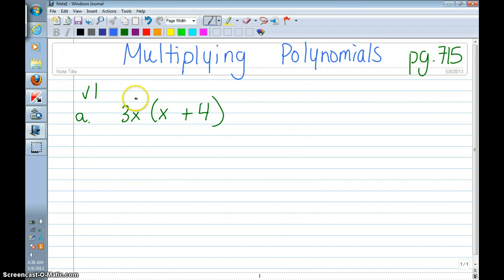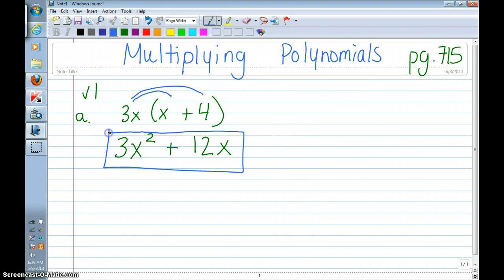So remember, for the distributive property, the outside term distributes to everything on the inside. When you have 3x times an x, it changes to 3x squared. And if I distribute, I still multiply 3x times 4. I just multiply the numbers: 3 times 4 is a positive 12, and there's only the x. That's my final answer. And remember, that's a binomial.